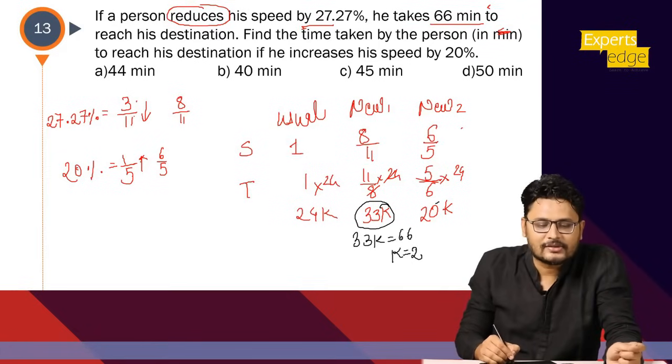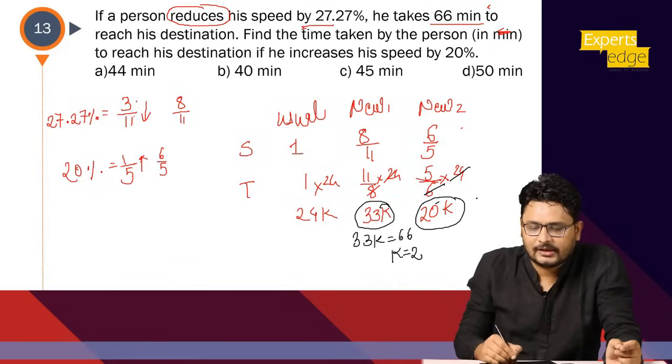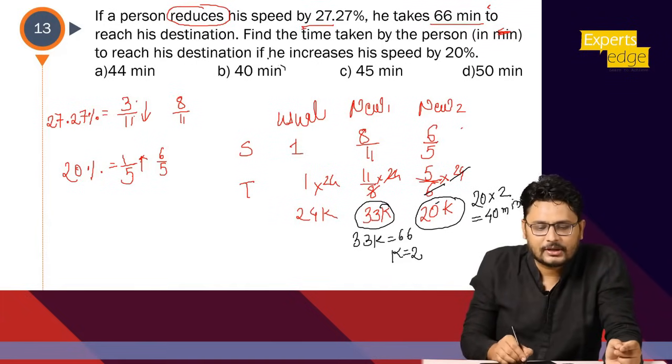Now what he is asking is to find the time taken by the person to reach his destination at the 20% increased speed. So basically, what he is asking is 20k, right? So 20 into 2, 40 minutes should be my answer, right? So the second option is the correct answer.